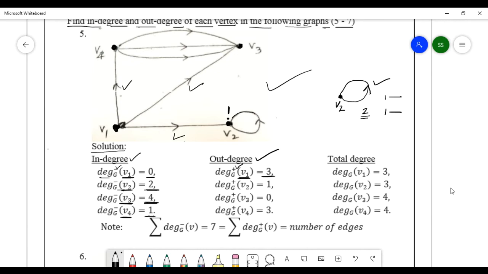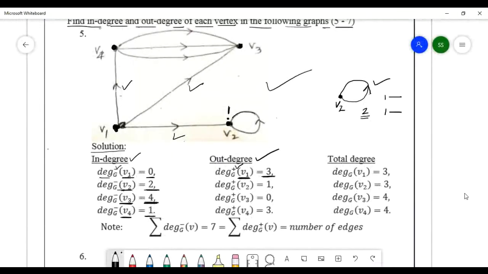Yes. 3. Now come to here. Vertex V2. Out degree at vertex V2. That is, V2 is here. Okay. So look. How many out degrees? This one is coming, so that is in degree, not out. Out degree for the loop. 1 out degree for the loop. Okay. So out degree at V2 is 1.